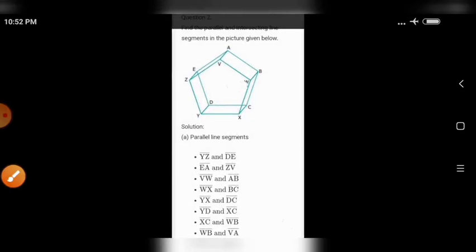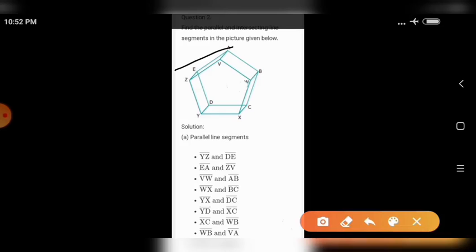Second sum, find the parallel and intersecting line segments in the picture given below. Here you have to identify the names AB, BW, and then next one BC, WX, and then next one CD, XY, and then next one ED parallel to YZ. These are all the parallel lines.